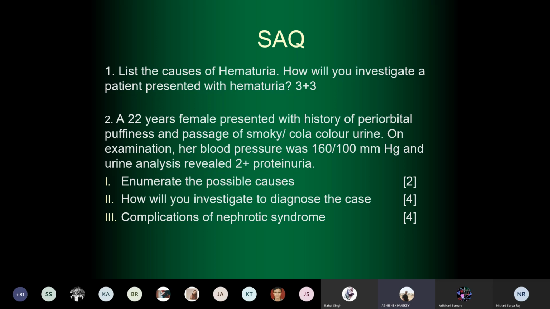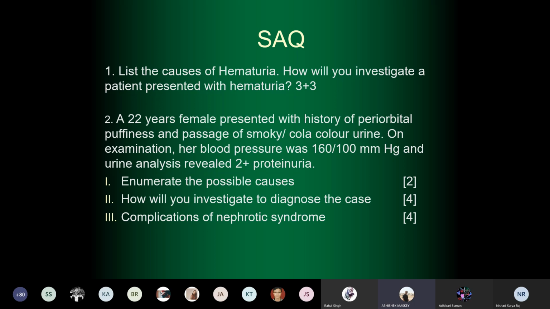I will investigate again urinary, kidney function test, USG. Sometimes we do biopsy. Sometimes we send ANA, dsDNA to diagnose lupus nephritis, systemic lupus erythematosus. Sometimes we send complement level also. So that depends upon you how much you want to write. And suddenly there is a question on complications of nephrotic syndrome.